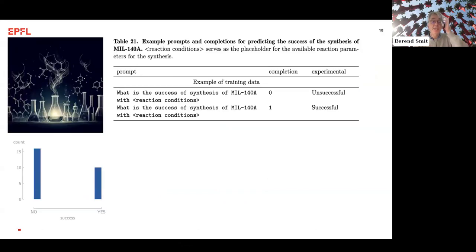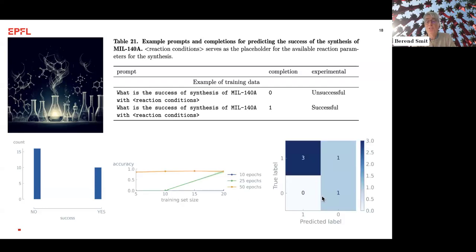This was the data set. Many no's, about 16 no's, about 12 yes, where it was successful. And here, what you typically do in machine learning is you keep some data away from the training, and you see this confusion matrix where we had the experimental label and the predicted label. Here we did 5 experiments, and out of the 5 experiments we got 1 wrong. So you see, with a very small data set, we can already make some predictions on the success of a synthesis.